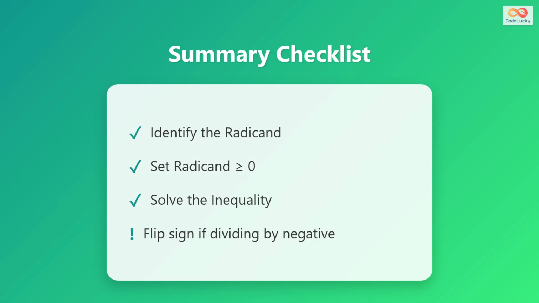To wrap up, here is your checklist for finding domains of square roots. 1. Identify the radicand. 2. Write an inequality setting that radicand greater than or equal to 0. 3. Solve for x. And 4. Never forget to flip the inequality sign if you divide by a negative number.